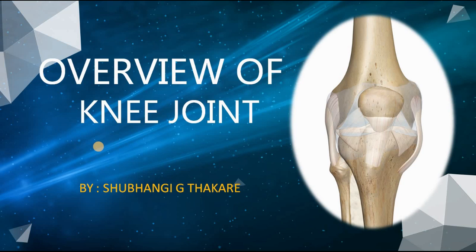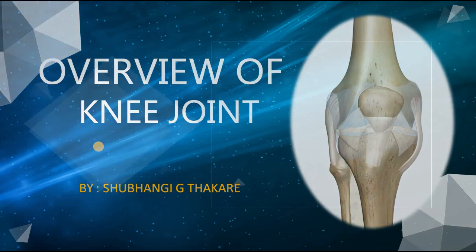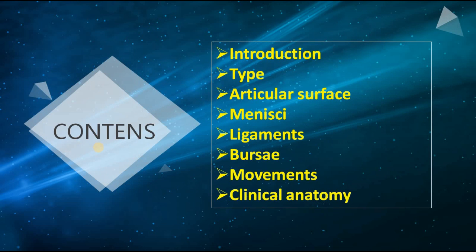In today's video we are going to get a basic overview about the knee joint. So the contents for today's lecture are introduction of the knee joint, the type of knee joint, articular surface, menisci, ligaments, bursa, movements, and lastly a clinical anatomy related to the knee joint. So without wasting so much time, let's get started.